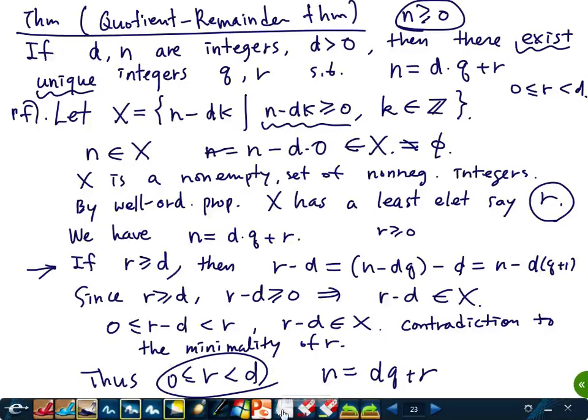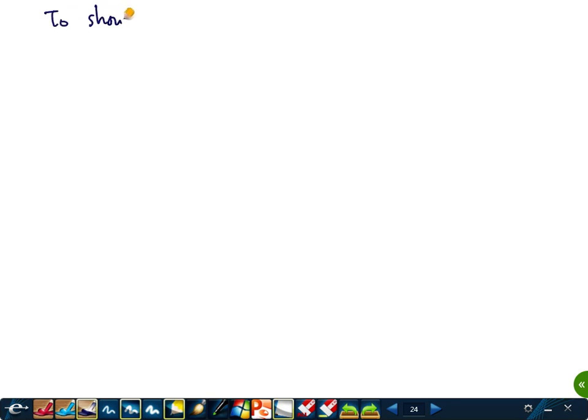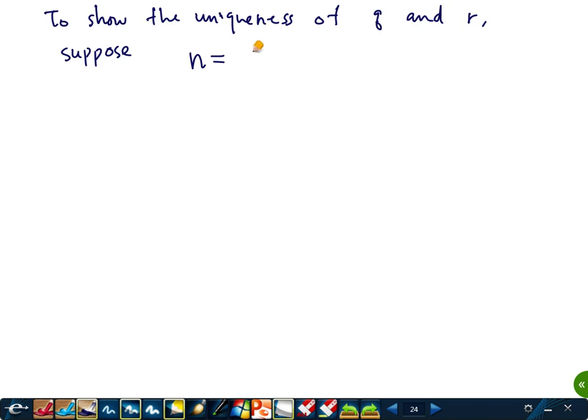Okay, I'm going to move on to the next page. So to show the uniqueness of q and r, suppose that n can be written in a different way, d times q1 plus r1. If you can show that q1 is indeed equal to q and r1 is indeed equal to r, then they must be unique. There is only one way. No matter how you pick, you always end up getting the same thing.